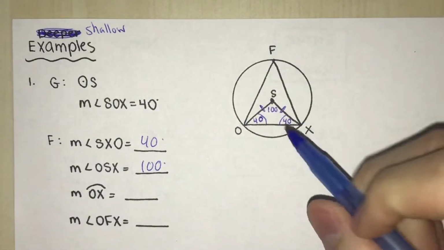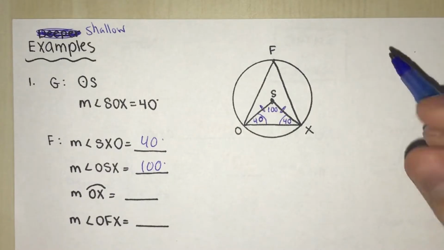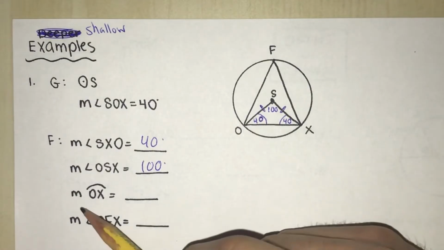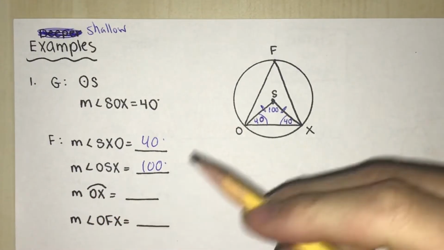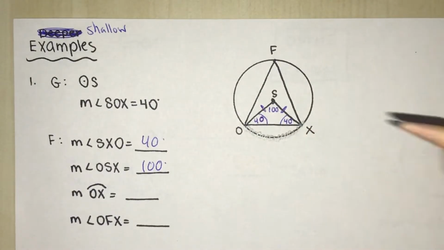100 degrees. Because again, 100 plus 40 is 180, which is what a triangle is. Okay? And from this point on, we're basically rolling through this because next they want the measure of arc OX. Again, think basketball shot arc. Arc OX goes from O to X like this.